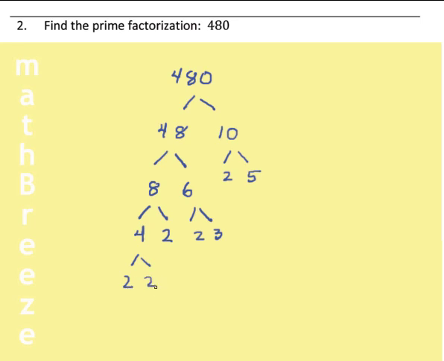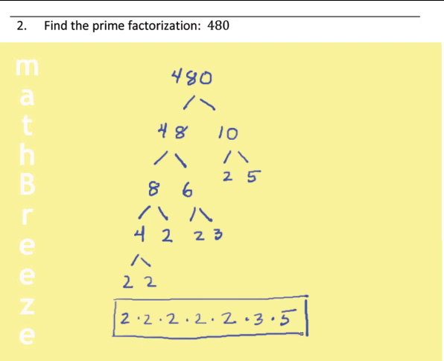All right, now on the bottom branches, we have all prime factors. So let's write these out. How many 2's do we have? 1, 2, 3, 4, 5. 5 2's. And then we have a 3, and then we have a 5. So that's our prime factorization of 480.